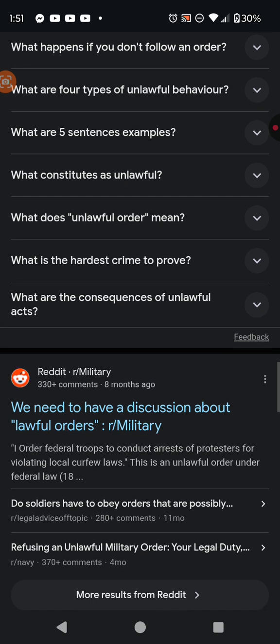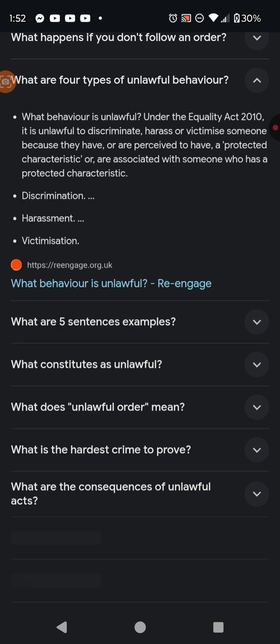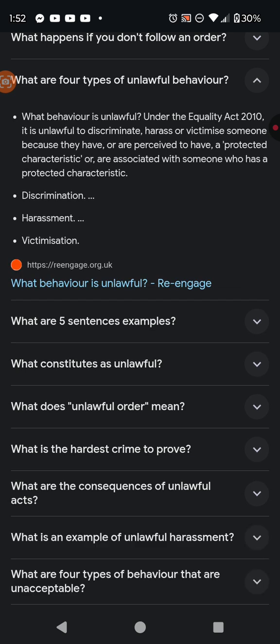What are four types of unlawful behavior? Discrimination, harassment, victimization. What behavior is unlawful under the Equality Act 2010? It is unlawful to discriminate, harass, or victimize someone because they have, or are perceived to have, a protected characteristic, or associate with someone who has a protected characteristic. Discrimination, harassment, victimization.